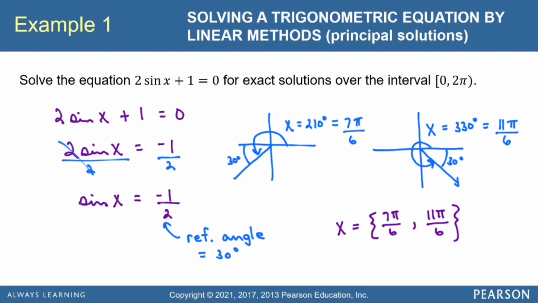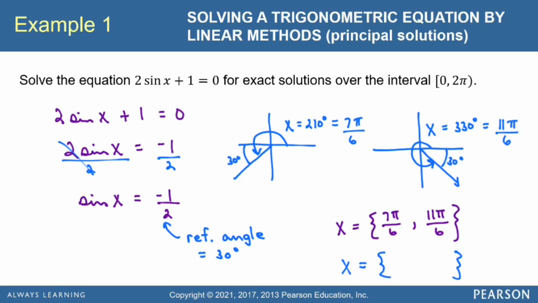Now here's just a note about entering these answers in My Math Lab. They will typically have the variable name and the equal mark and the curly braces already on the screen for you, and all you're supposed to do is type your solutions inside the curly braces. So you would type 7 pi over 6, comma, 11 pi over 6, and that's all you would need to type.